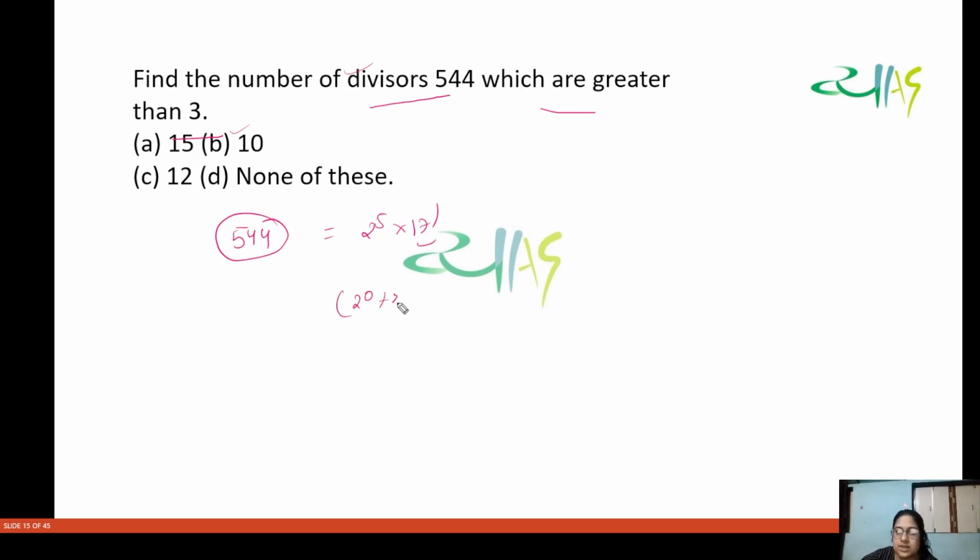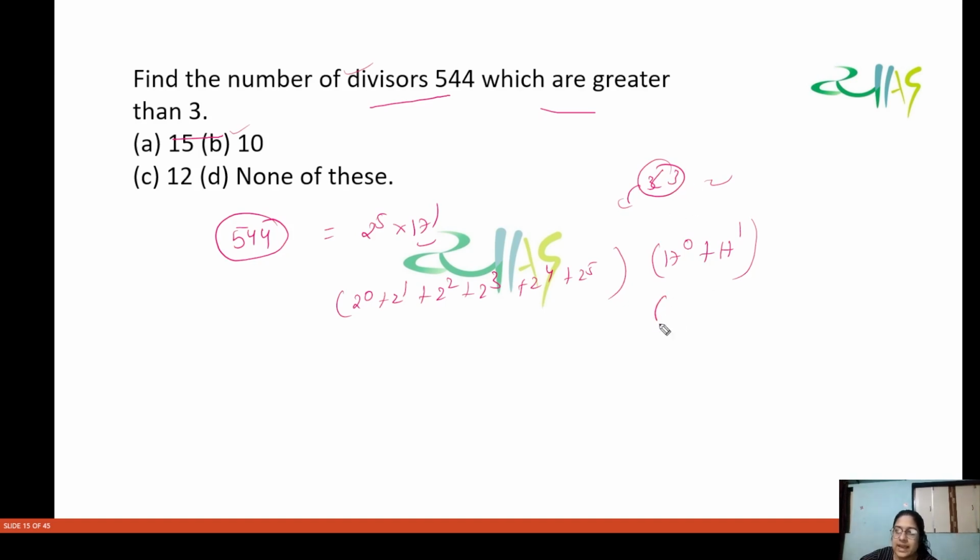We have 2 to the power 0 plus 2 to the power 1 plus 2 to the power 2, 2 to the power 3, 2 to the power 4, 2 to the power 5, and that's it. And then we have 17 to the power 0 plus 17 to the power 1. Okay, and we have to find the number of divisors that are greater than 3. So I will do what? I will find the number of divisors that are less than 3, because that will be few. Okay, and then I will subtract this from the total number of the divisors.